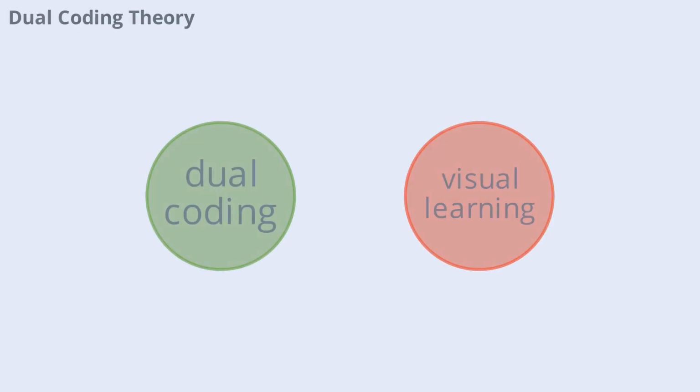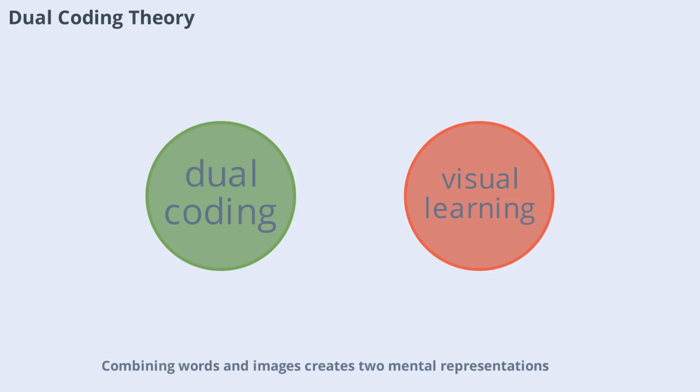Dual coding theory proposes that information is better remembered when it's presented both visually and verbally. Combining words and images creates two mental representations, making recall easier. This theory supports the use of diagrams, charts, and illustrations in teaching. By engaging multiple senses, dual coding enhances understanding and memory, especially for complex or abstract concepts.